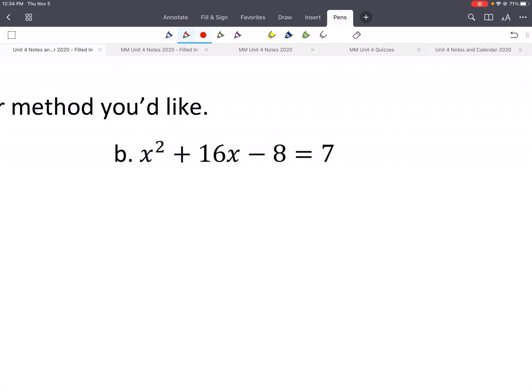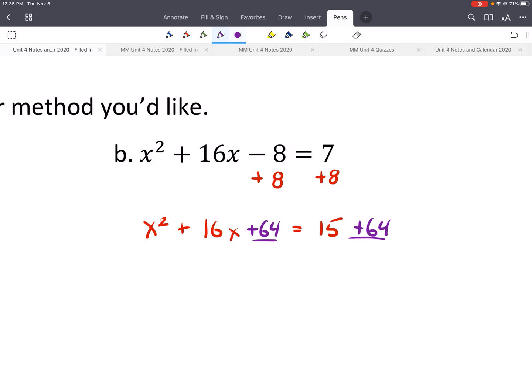So I'm going to give that a try. I'm going to move the constant to the other side. That would give me x squared plus 16x is equal to 15. To complete the square, you have to make sure you do it to both sides. It's going to be half of b, and we'll square it. So half of 16 is 8. 8 squared is 64. So we would add 64 to both sides.